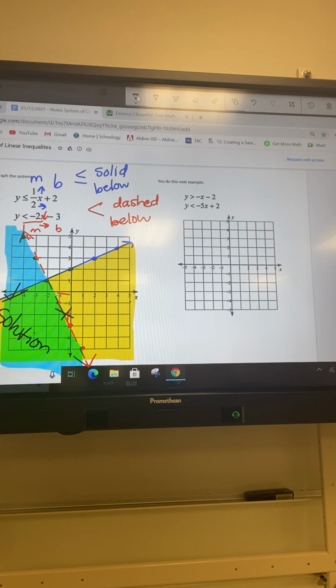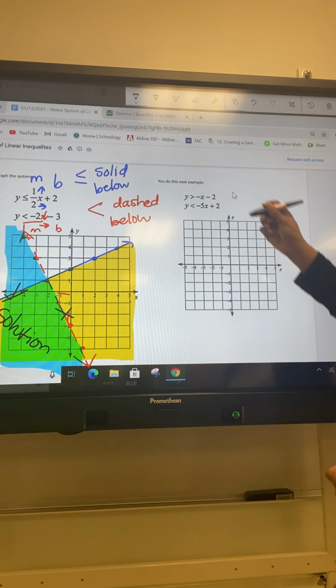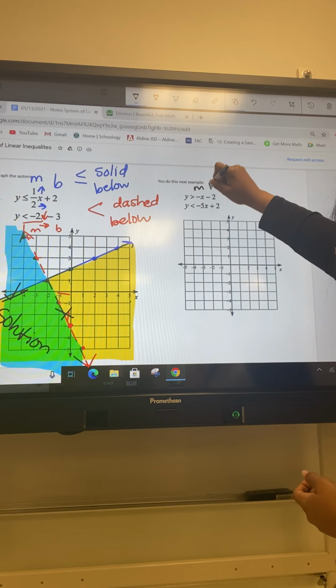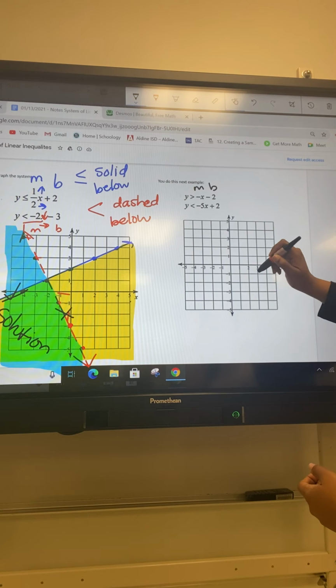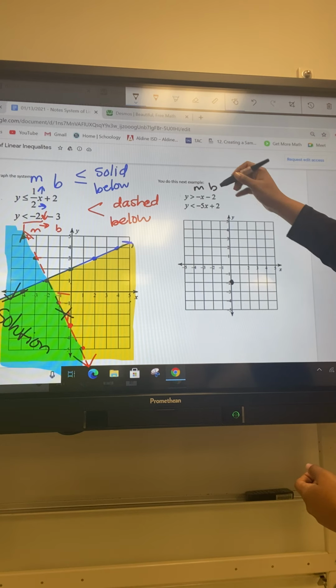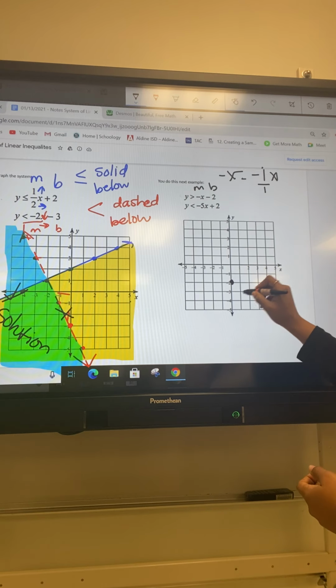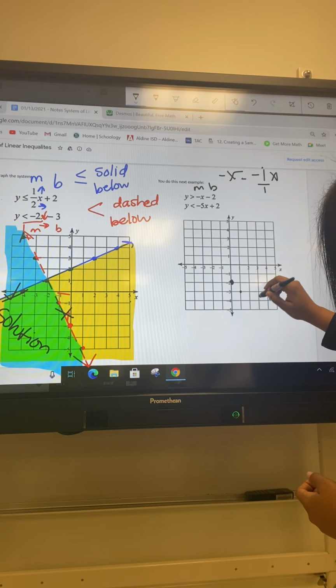So again, we're going to start by graphing this first line. So to graph this first line, we need to identify our M and our B. So M and B. So our B is going to be at -2, so that's going to be here. And then be careful here, your M, it's just -x. And so remember, -x is the same thing as -1x. So our slope is going to be -1/1. So we're going to go down 1/1.